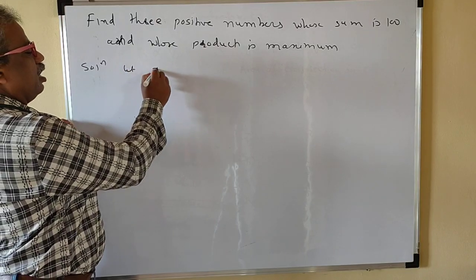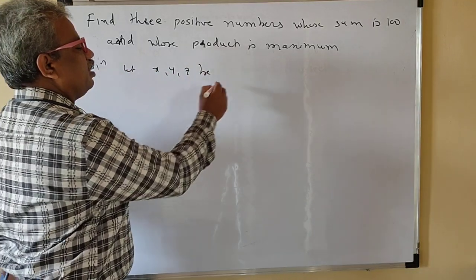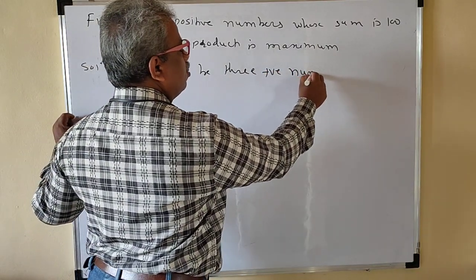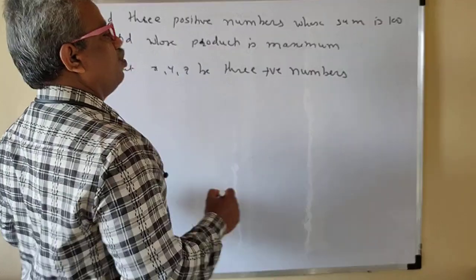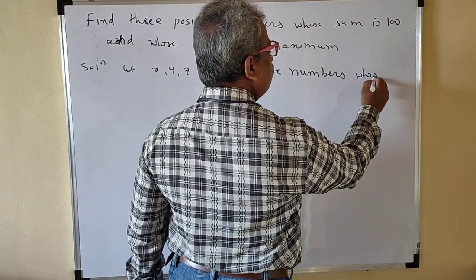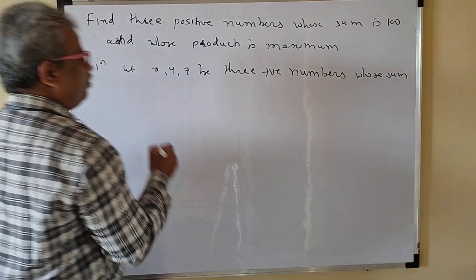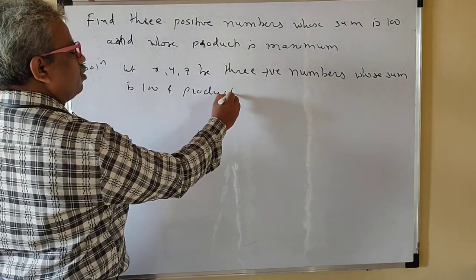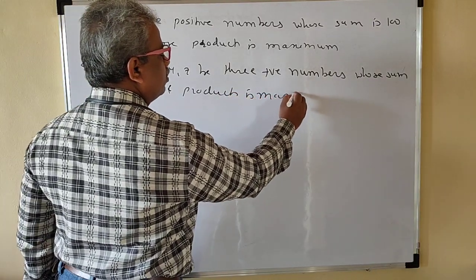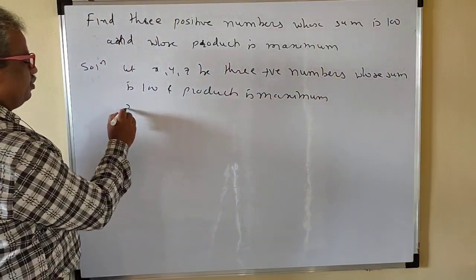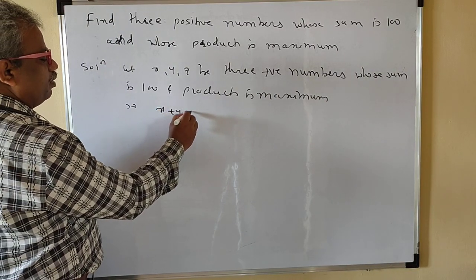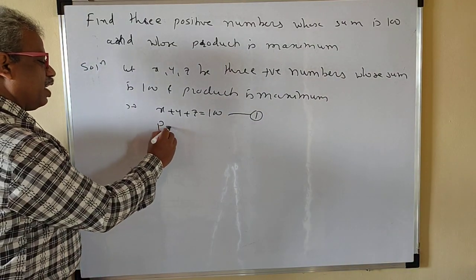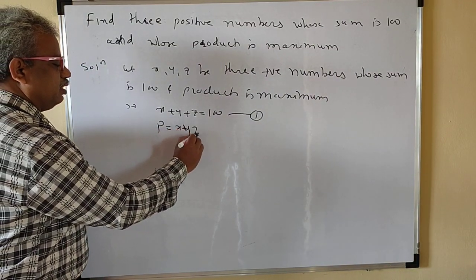Let x, y, z be three positive numbers whose sum is 100 and product is maximum. So that is x plus y plus z is equal to 100. I will call this as 1, okay. And P, I will call P as product, x y z, okay.